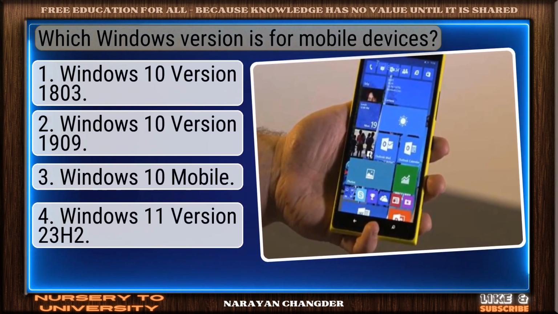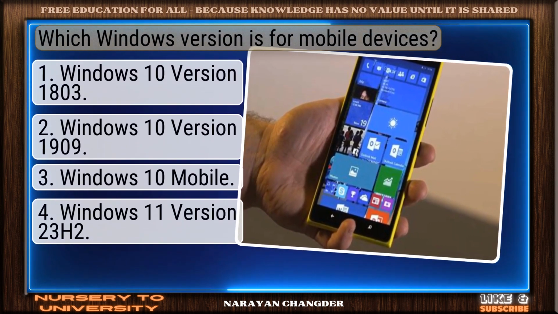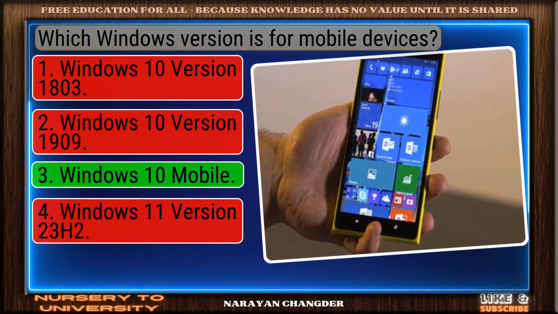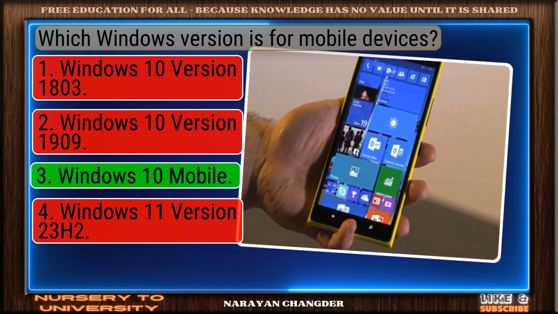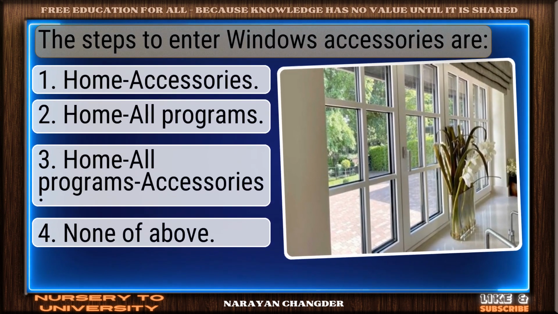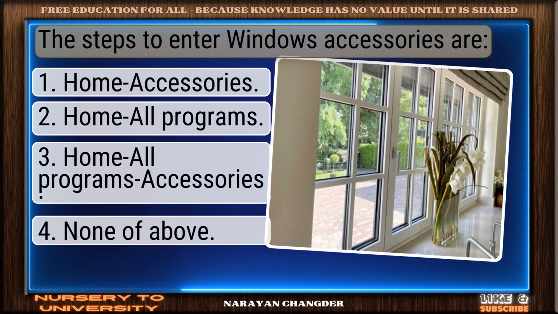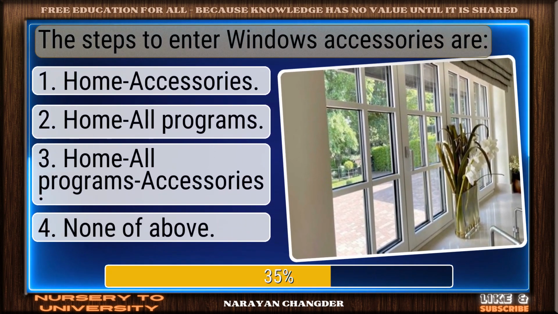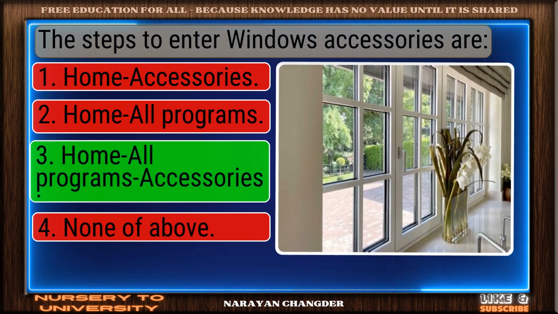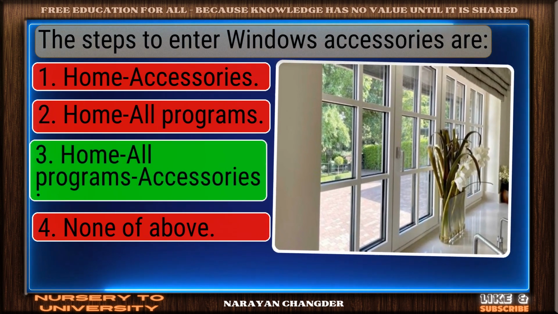Question number 23. Which Windows version is for mobile devices? Well picked. Windows 10 Mobile is the correct answer. Question number 24. The steps to enter Windows accessories are: You chose Home or Programs Accessories, and it is correct.